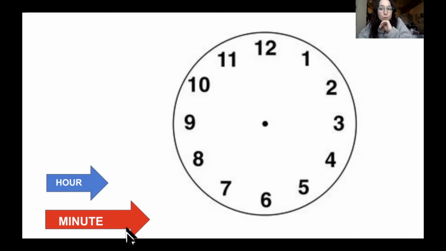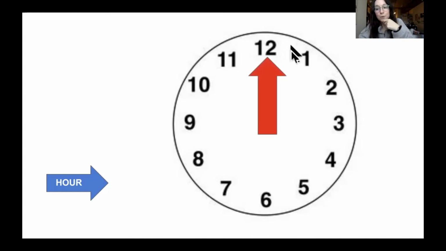Now, I'm about to move my minute hand to the clock, but before I do, I got to make sure we remember something. Now, our minute hand moves from left to right in a circle around our clock. We call that clockwise. Our minute hand is going to move clockwise or from left to right around our clock. Every time the minute hand moves, it means 1 minute has passed.